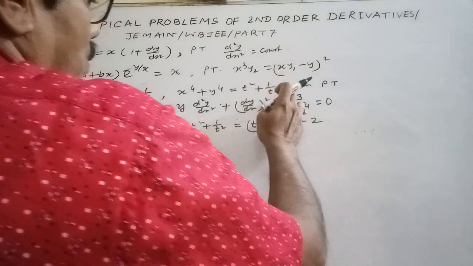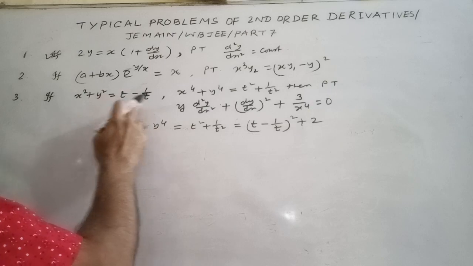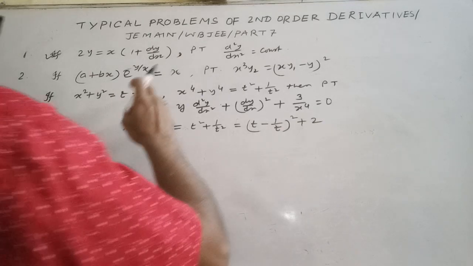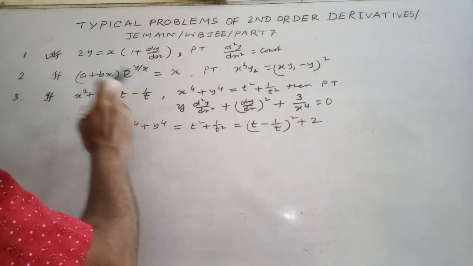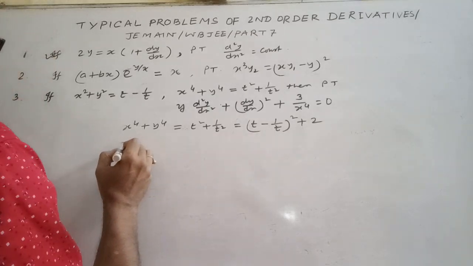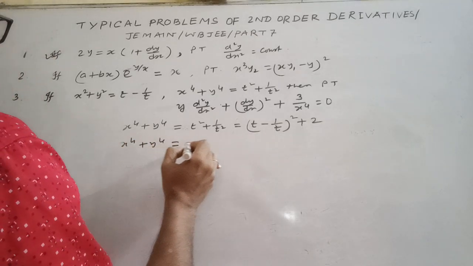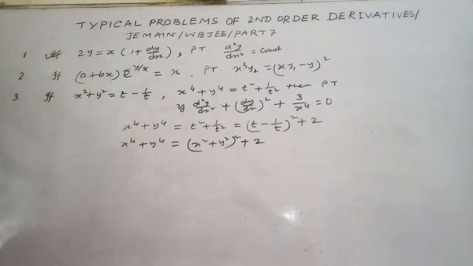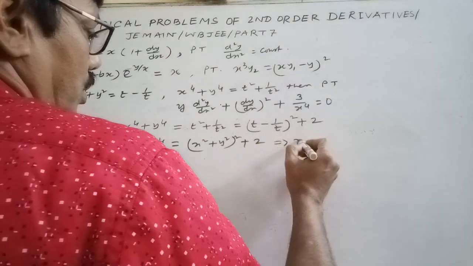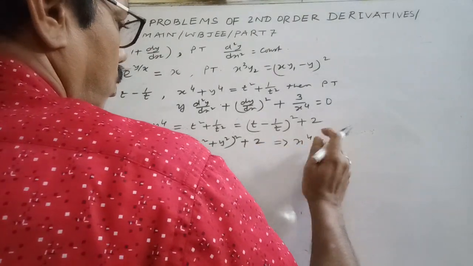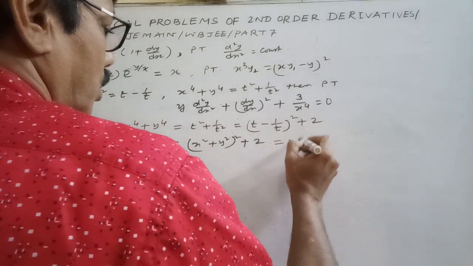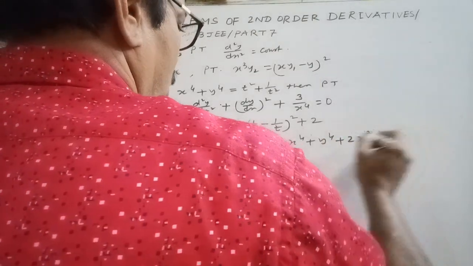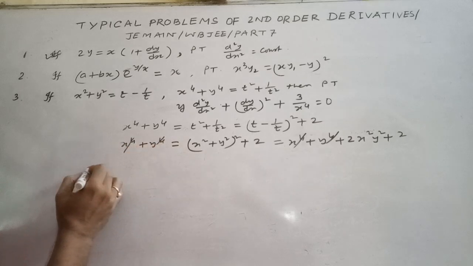Why are we writing t square plus 1 by t square in terms of t minus 1 by t? Because t minus 1 by t is given. So our main aim is to eliminate t. So x⁴ plus y⁴ equals (x² plus y²) whole square minus 2x² y² plus 2. So x⁴ is cancelled out.